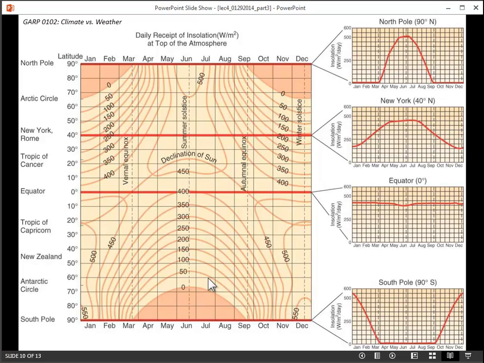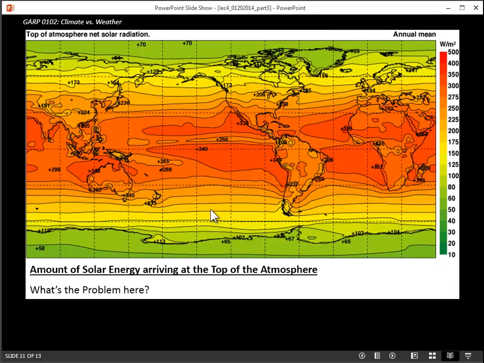Now, we will review this graph. We will have an in-class exercise about this graph. We will work with this graph quite a lot. But this graph really tells you what the Earth has to work with in terms of heat from the sun. Now, we can also do this differently. We can make a map.